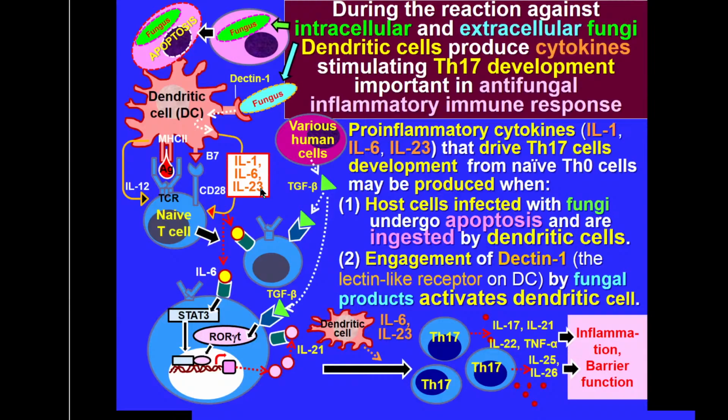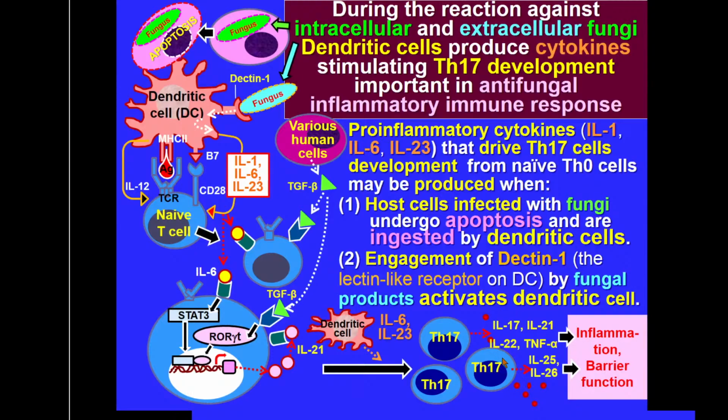and interleukin 23. At the same time, some of the descendants of T helper naive cells, in the presence of these pro-inflammatory cytokines, transforming growth factor beta, and interleukin 21, more and more actively start to be transformed to T helper 17. T helper 17 produce a cocktail of cytokines: interleukin 17A, interleukin 17F, interleukin 21, interleukin 22, tumor necrosis factor alpha, interleukin 25, interleukin 26.